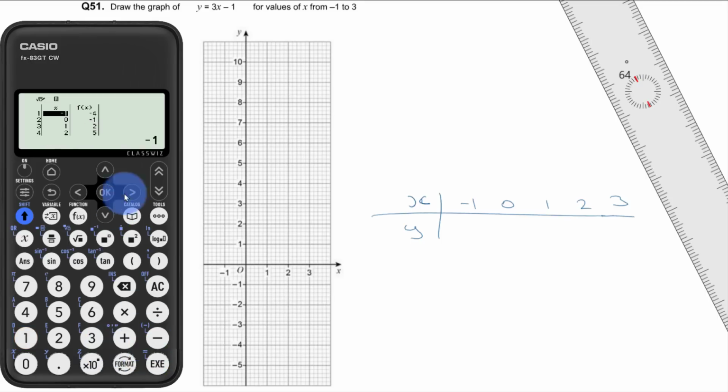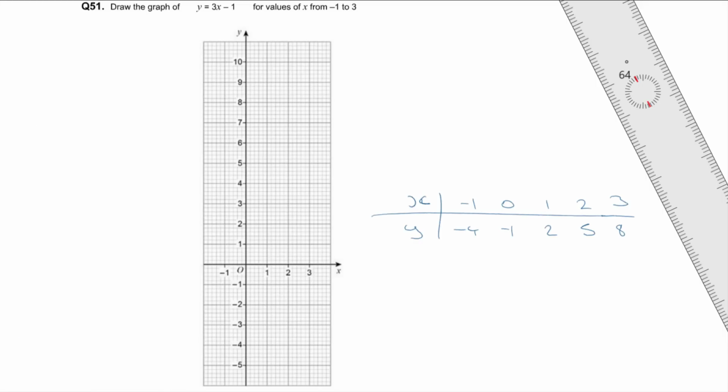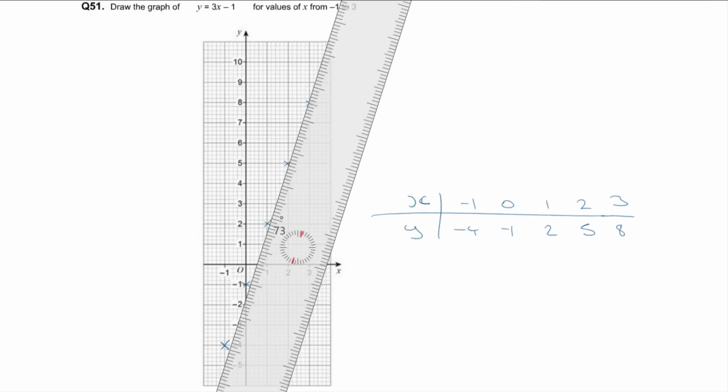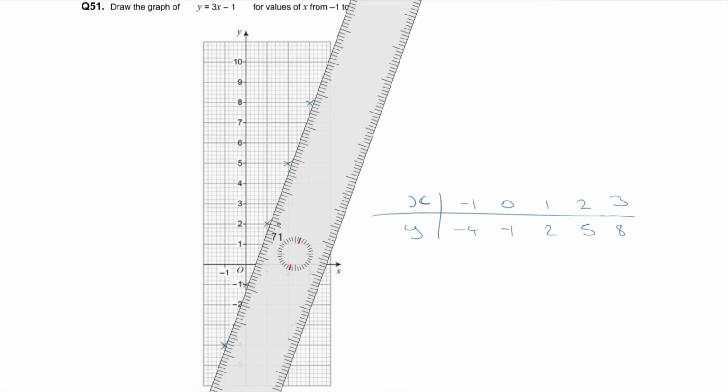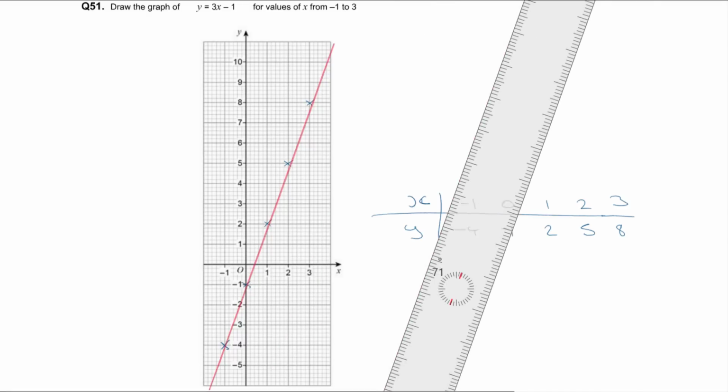Either way, I'm going to get the answers -4, -1, 2, 5, and 8. Okay, which I can then plot on my graph. So -1, -4 is down here. 0, -1 is here. 1, 2 is there, look. 2, 5 is here. And 3, 8 is up here. Okay. Then once we've got them all drawn, line up my ruler through each of my points. Remember, I don't start and stop on the last point. I go the full length of the graph paper like that.